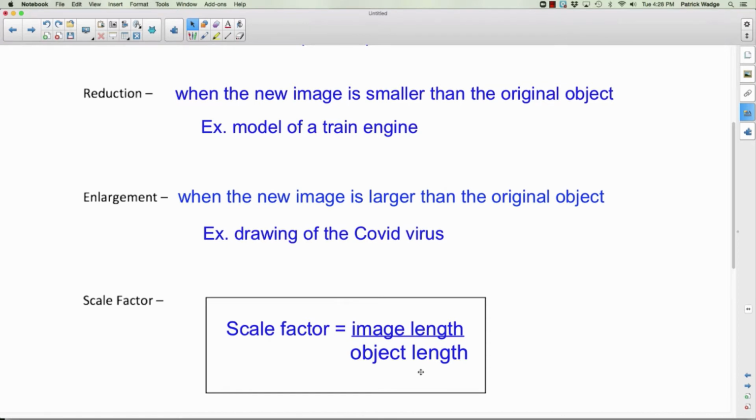So let's think about this. If you had an enlargement, think of the virus here. You have an object which is very, very small, the virus, and you have an image, the drawing that someone's done of it, which is bigger. So if you take a big number and divide it by a small number, what kind of number do you get? You get a fairly big number. You get a positive number, and you get a number that is bigger than 1. If the scale factor is larger than 1, it's definitely an enlargement.